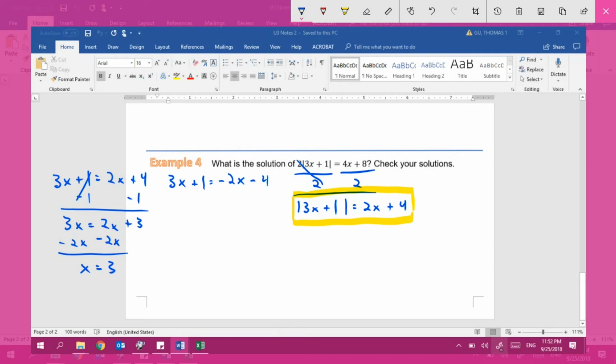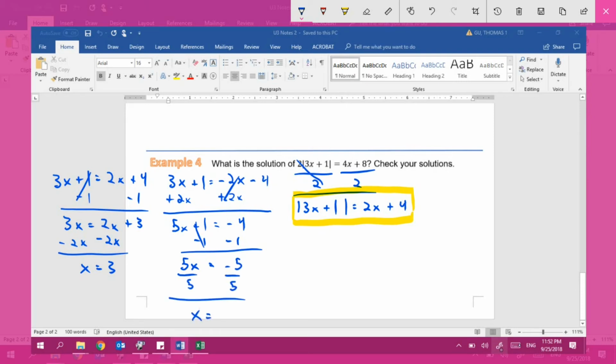Well, let's check the other answer then. So over here, we're going to add 2x to both sides to get rid of the negative 2x. That leaves me with 5x plus 1 equals negative 4. Then we're going to subtract 1 from both sides. That leaves me with 5x equals negative 4 minus 1 is negative 5. Then divide both sides by 5. And x equals negative 1. All right, so our two answers are x equals negative 1 and x equals 3.